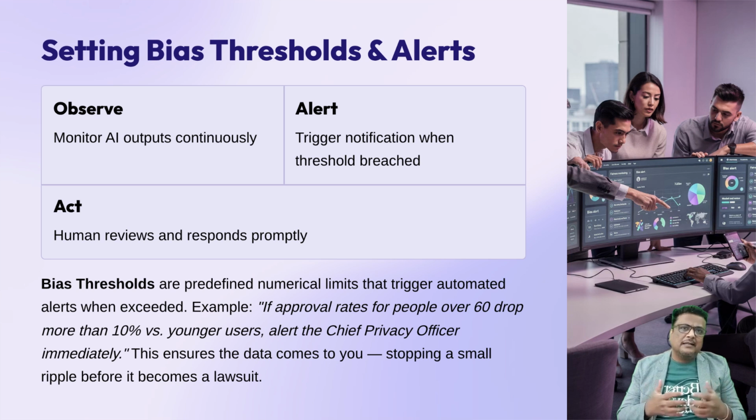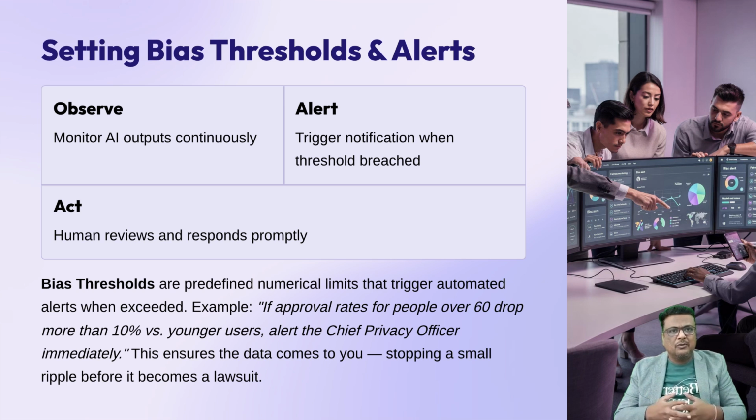You've probably seen this with bank alerts on your phone. In the AI world, we tell the system, if the approval rate for people over 60 years old drops by more than 10% compared to younger people, send an urgent alert to the Chief Privacy Officer. I've seen teams ignore bias because they were too busy to look at the data every day. By setting these alerts, the data comes to you. It forces the organization to stop and look at the why before a small ripple becomes a giant wave of bad publicity or a lawsuit.